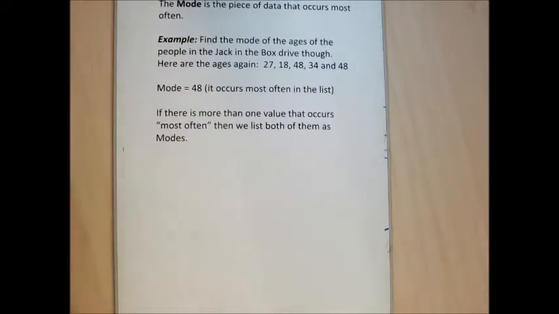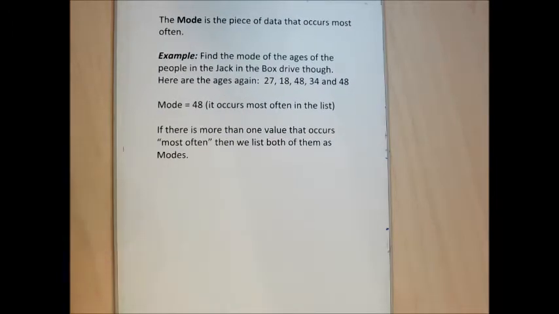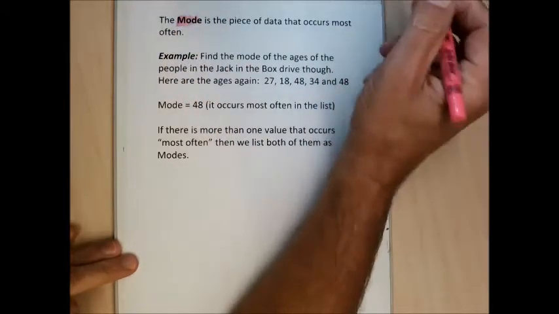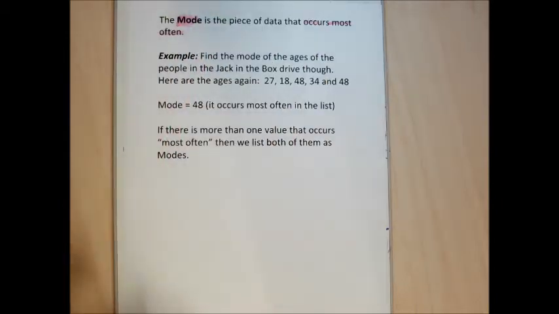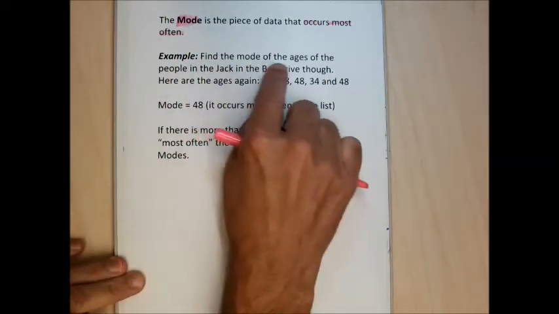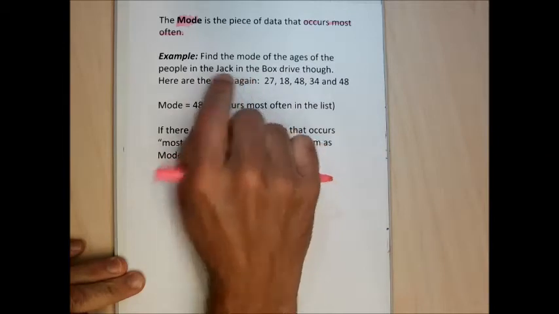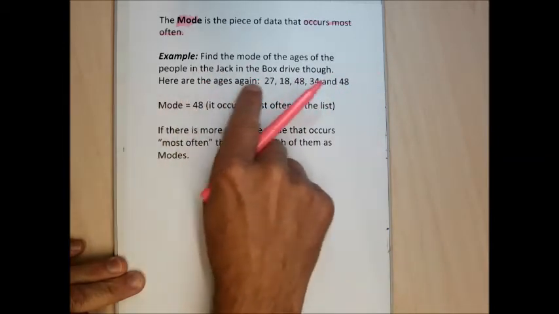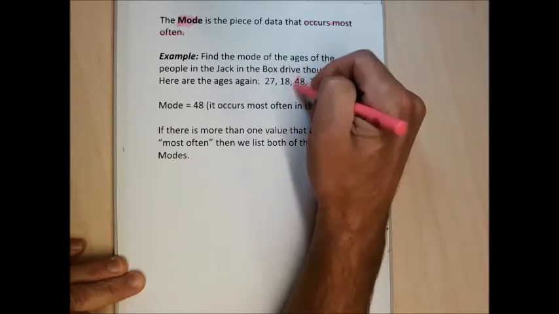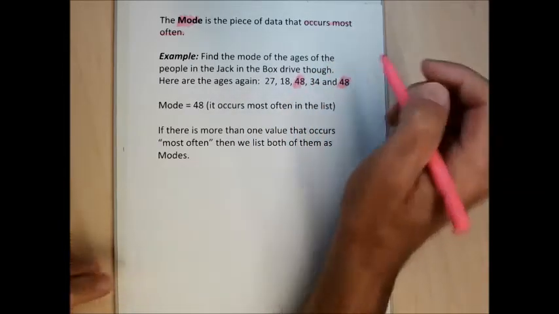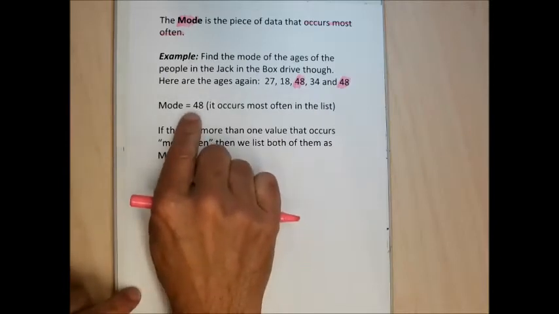The third of the 4 averages that we're going to learn in this section is mode. And mode just means most in some sense. So up here it says the mode is the piece of data that occurs the most often. For this Jack-in-the-Box problem, find the mode of the ages of the people at the Jack-in-the-Box drive-thru. If I look at the ages 27, 18, 48, 34, and 48, the most common age was 48. So the mode is going to be 48 because it occurs most often.